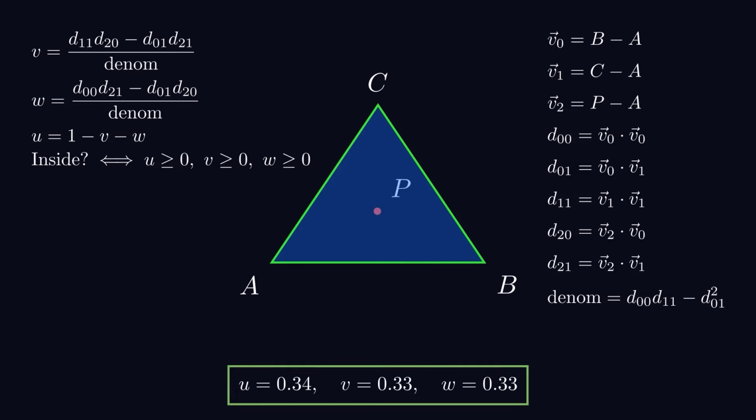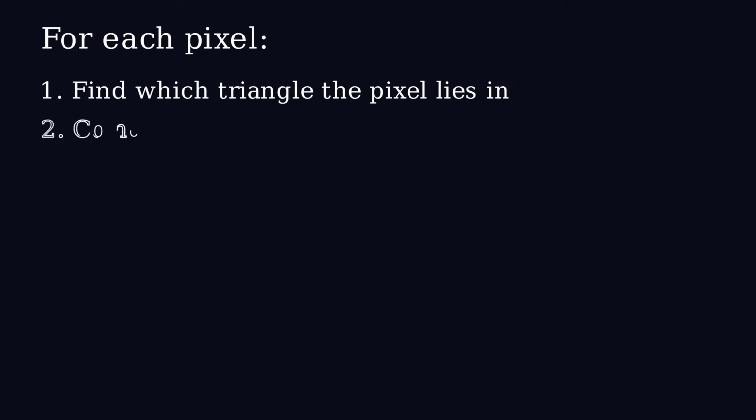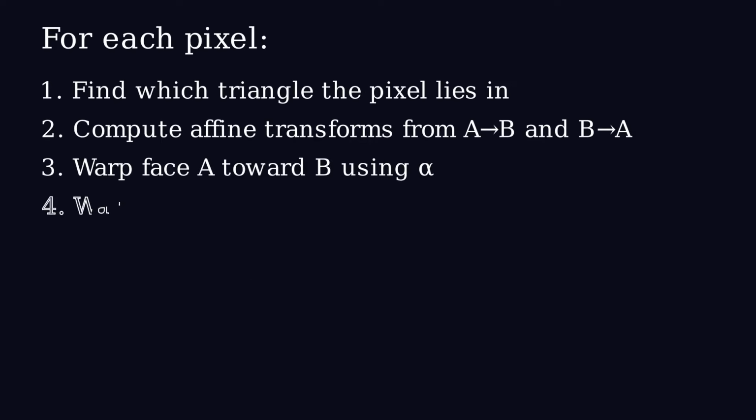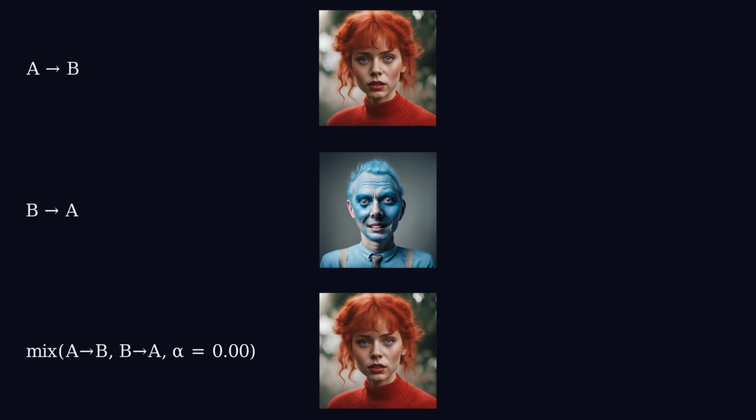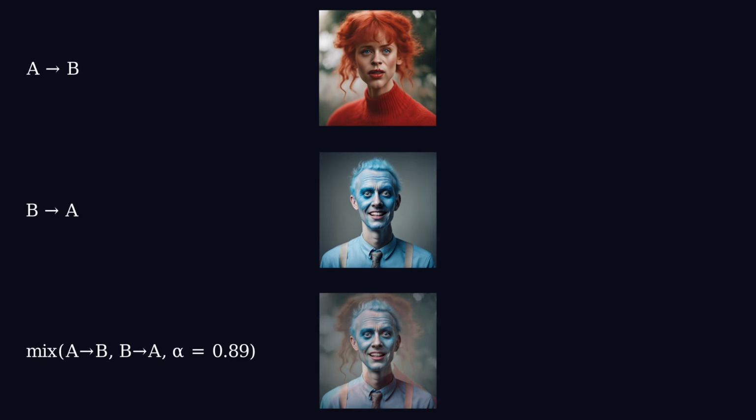Using this algorithm, for each point, or for each pixel, we check which triangle it lies in. We compute the affine transforms from A to B and from B to A. Using these transforms, we morph face A to B and face B to A, and then we mix the results. And there you have it, your own face morphing algorithm that works in real time.